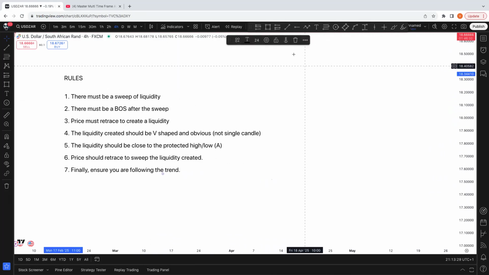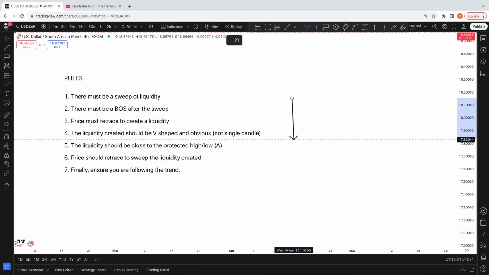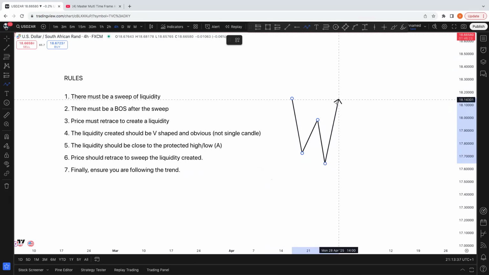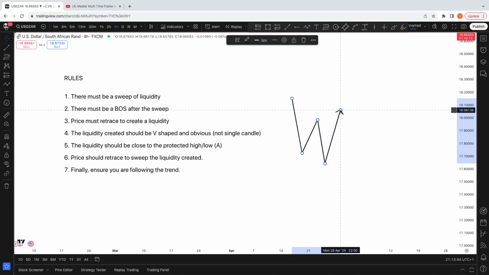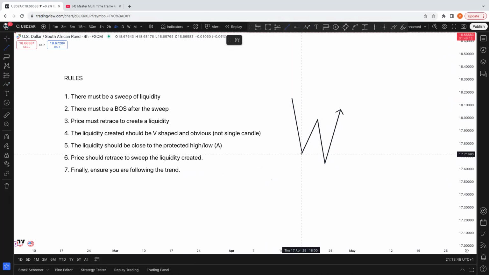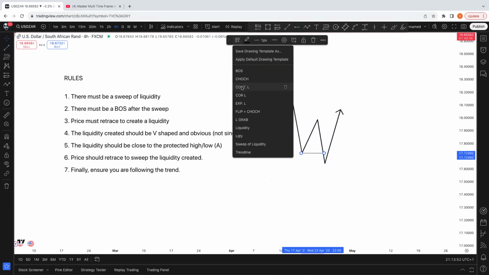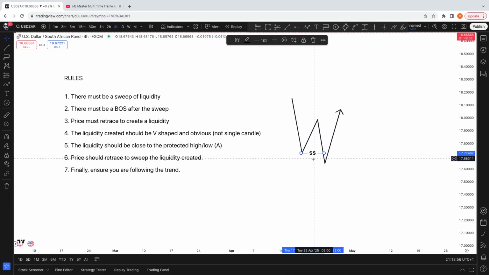So there must be a sweep of liquidity. So what is a sweep of liquidity? I already showed you guys, when the market is downtrending this way and it comes down and then moves to break structure afterwards, we refer to this zone down here as our sweep of liquidity, right? So the last sweep before change of character is referred to as our liquidity sweep, right? So now we have a liquidity sweep here.